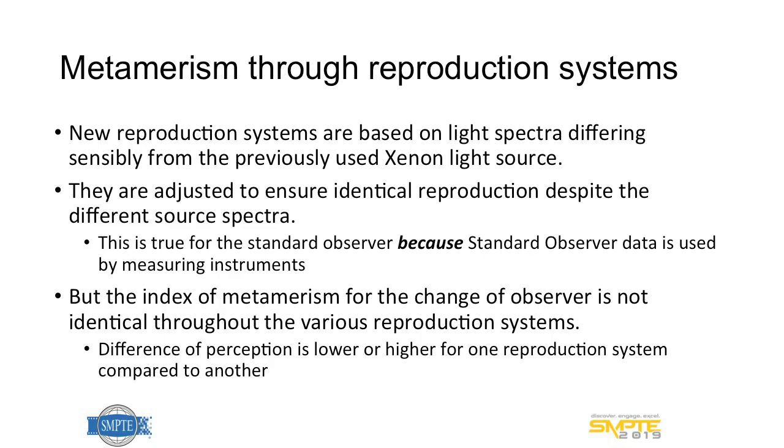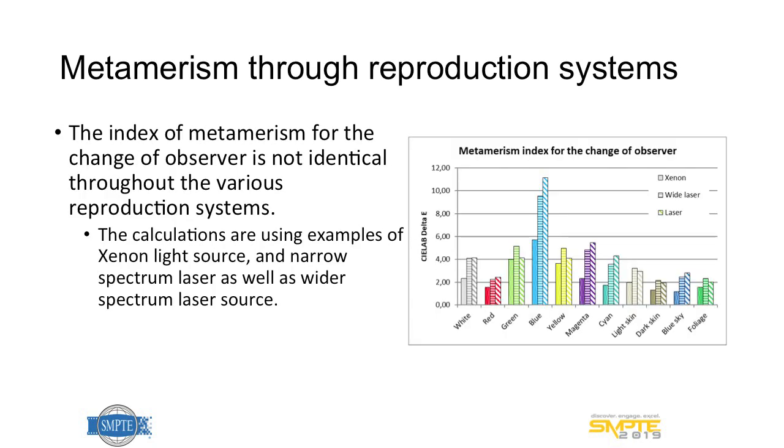So as I said, different projection systems have a different influence on the index of metamerism for the change of observer. Here is a calculation I made many years ago showing the difference. I'm using calculation based on SDO and SO with a Xenon lamp system, a standard spectrum, and lasers with very narrow width, about 1 to 2 nanometers for each primary, each laser, and a wider laser.